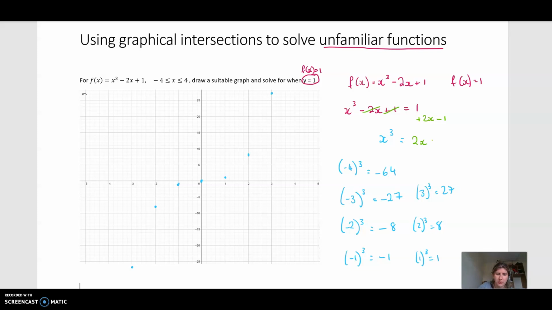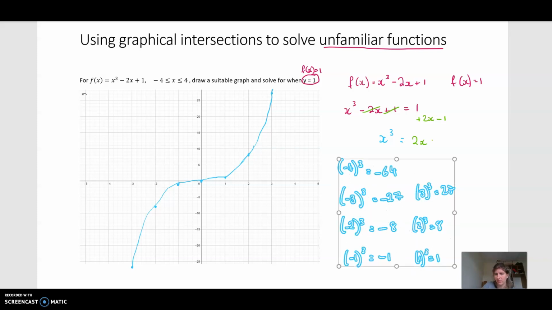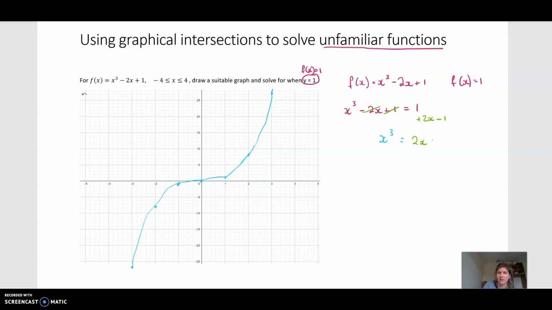So now we're going to go through and join these up. And you'll notice that it's kind of like a quadratic up until this point, and then it turns around and you get another kind of quadratic on the other side. And that's a cubic graph. Now, you're not expected at the moment to be able to draw these or know them off by heart, but you should be able to plot them just by using the points if you need to. Okay, so there's my x cubed.